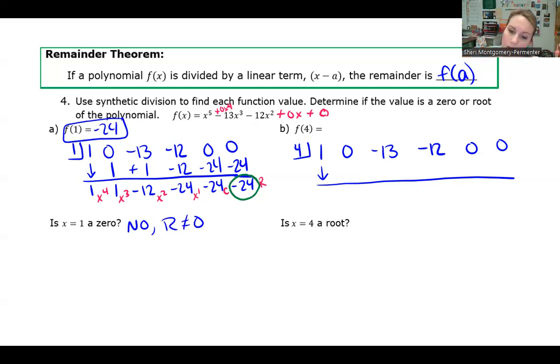The next problem. I'm going to not say it out loud, but I'm going to do it on the board. You guys do it on your paper. Let's make sure we get the same thing.